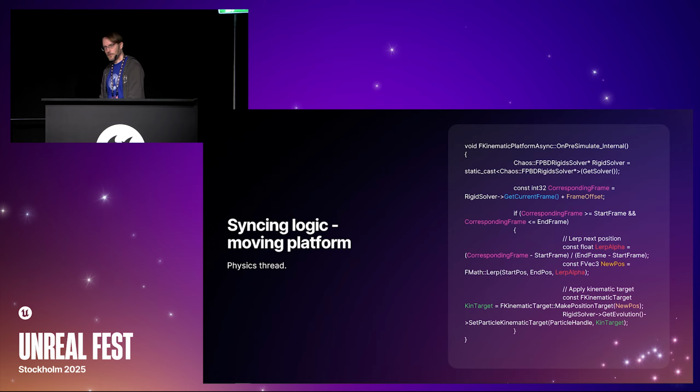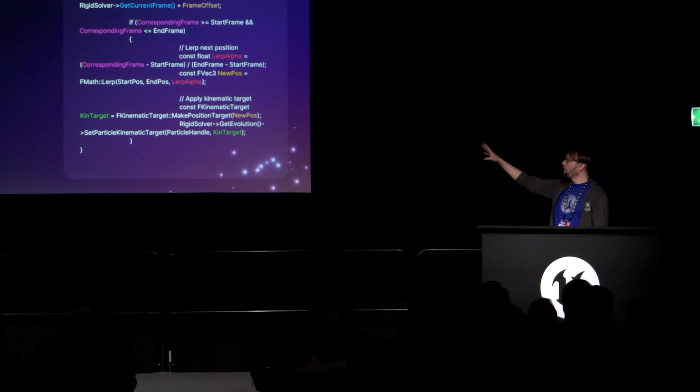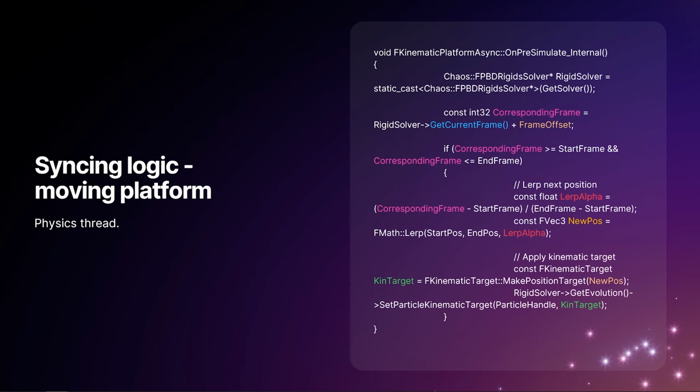And if you do this on the server, it's going to get the server's current frame plus 0, because frame offset is 0 on the server. So you still get the server frame. So if you base this logic in the if statement, you have if the corresponding frame is larger or equal to start frame of the kinematic mover, then it starts moving.